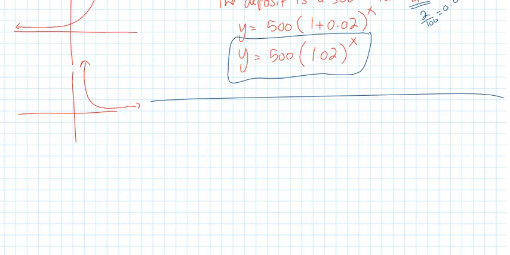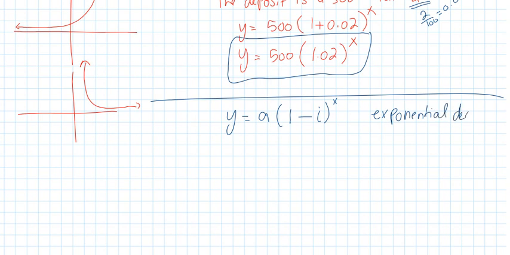Now what happens if it's decay? It will be 1 minus the I. That's right. So it's going to be the same thing, where you have 1 minus the I to the power of x. I use this when I have exponential decay, when it's decreasing, and when an interest rate is given to me.